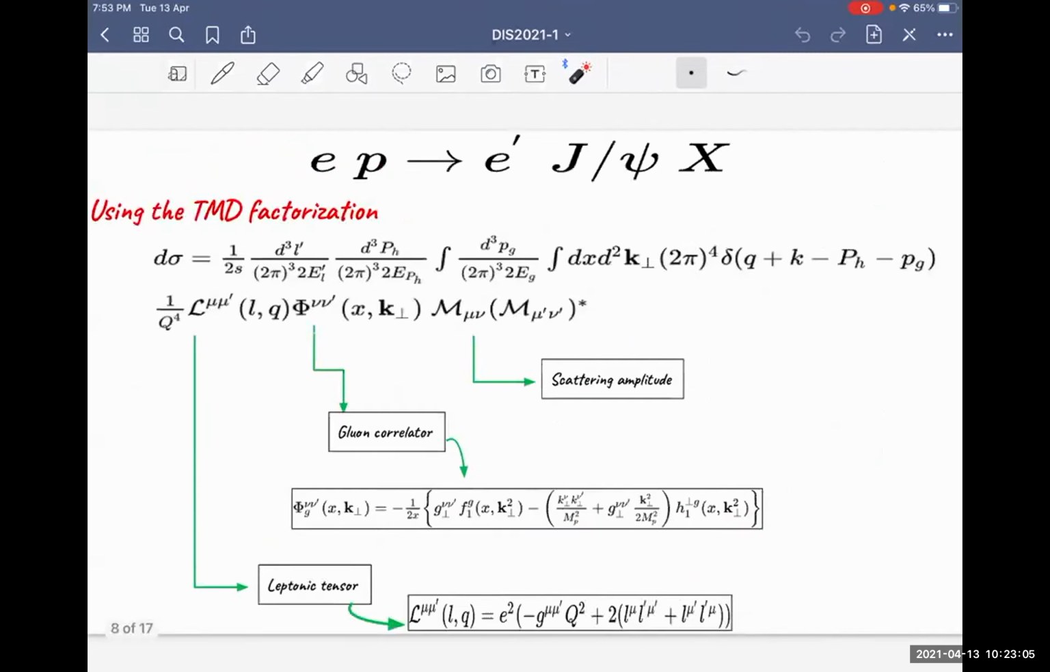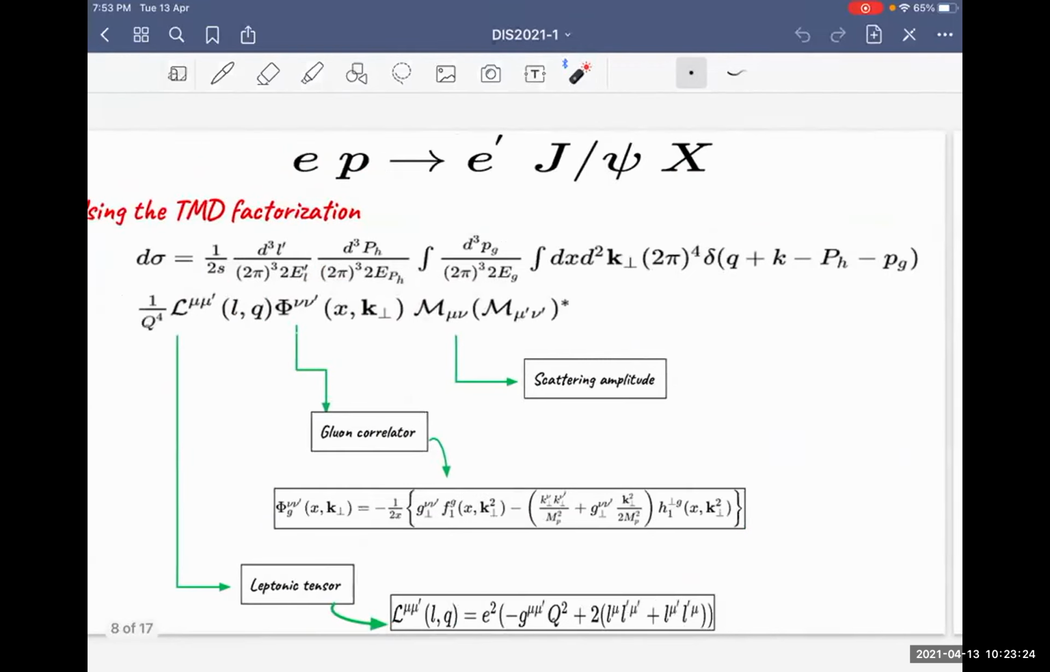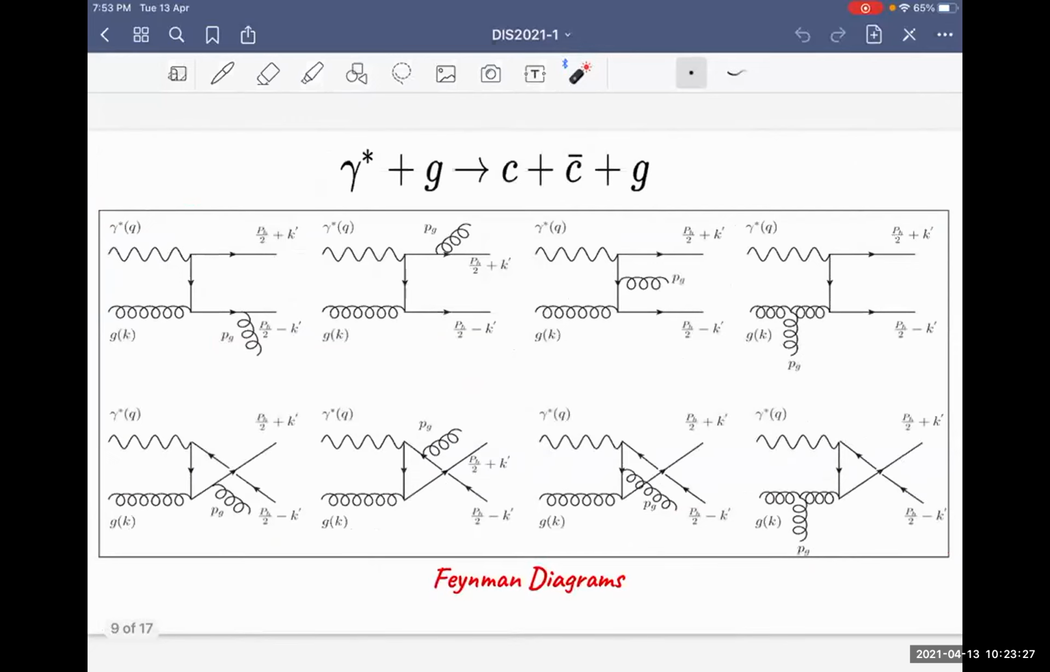So the process under our consideration for the J/psi production is given here, and using the TMD factorization, we could write the differential scattering cross section in terms of the leptonic tensor, the gluonic correlator, and these scattering amplitudes. As we know, since at small x the proton is rich in gluons, the dominant partonic subprocess at next to leading order for the J/psi production is this, and these are all the Feynman diagrams contributing to the scattering amplitude.